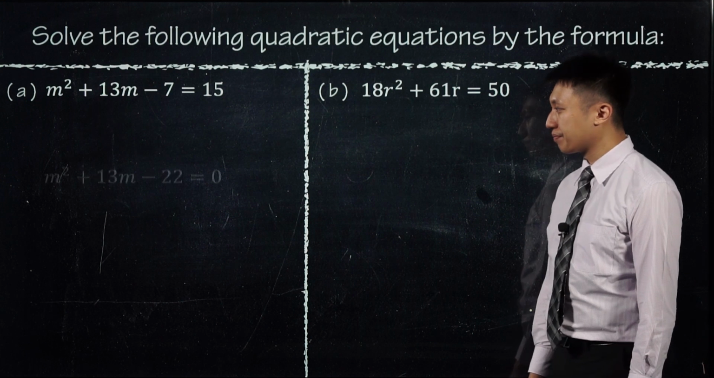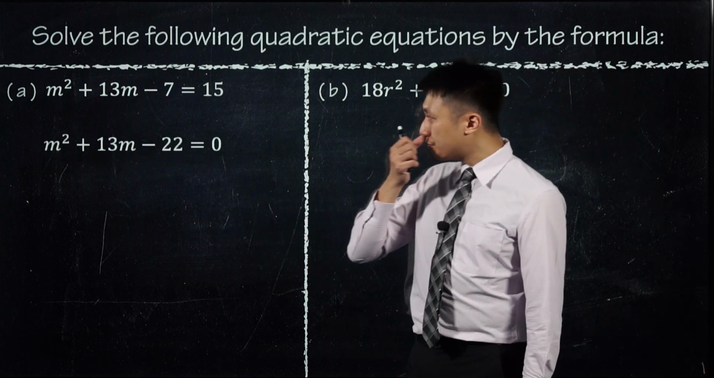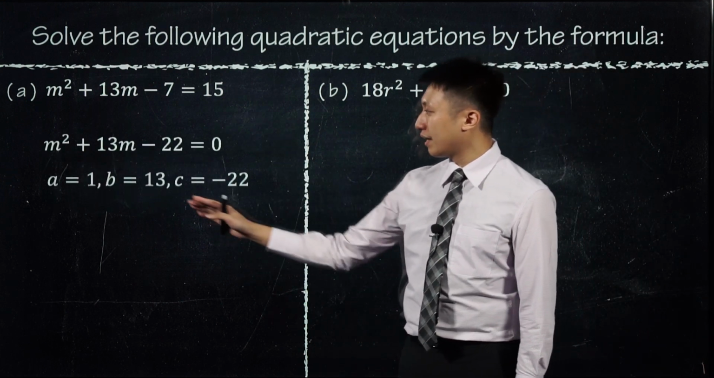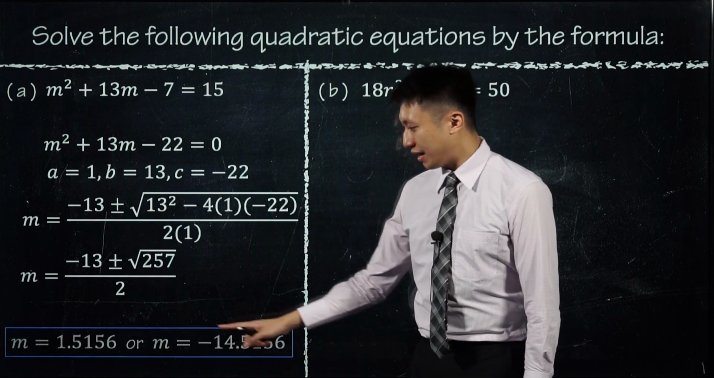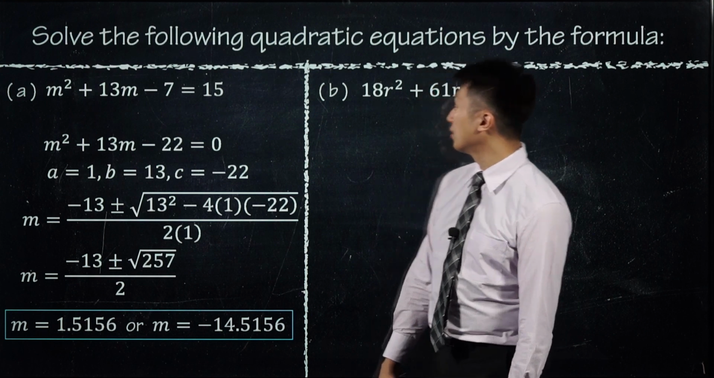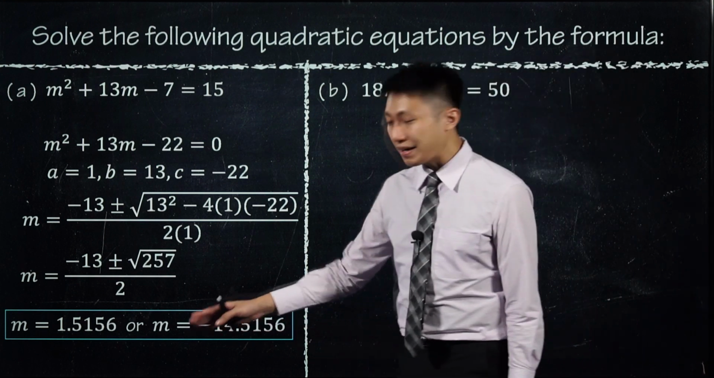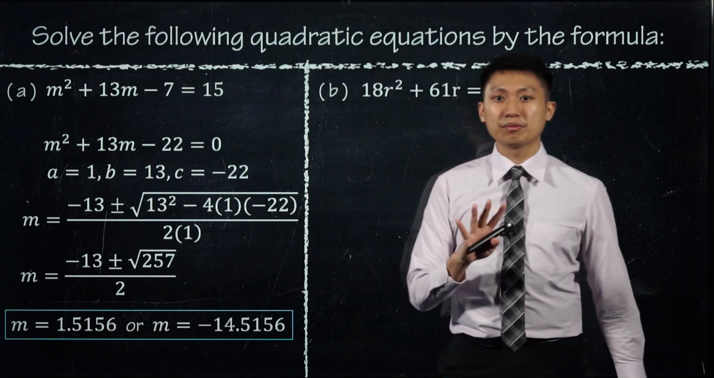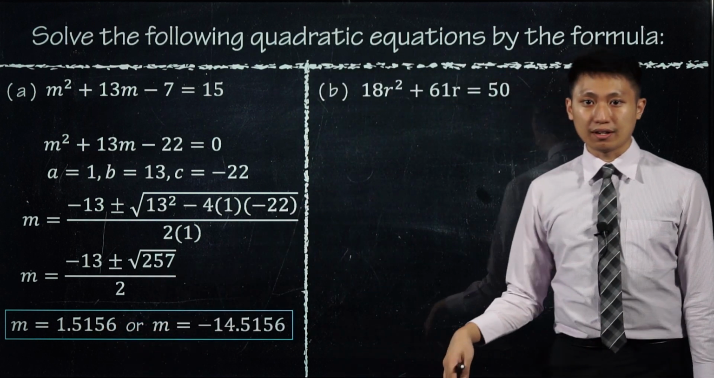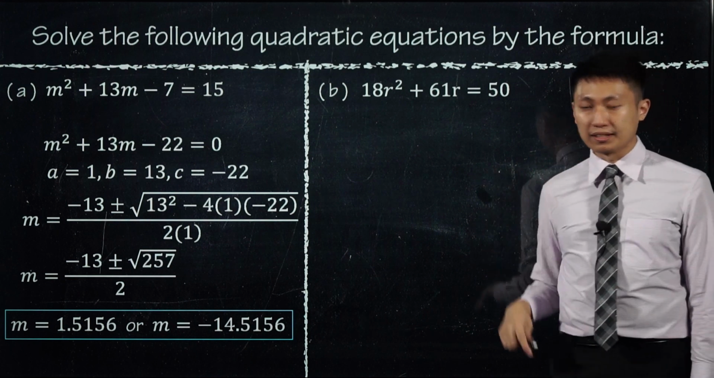Okay, let's move on. Got this one. Move it to one side. ABC, write down. Solve using the formula and get the answer. Okay? So I didn't say anything. So if I didn't say anything, either you can leave it in this form or you can write it in 4 decimal places. That's normally how you do it. Okay? 4 decimal places is what you need.